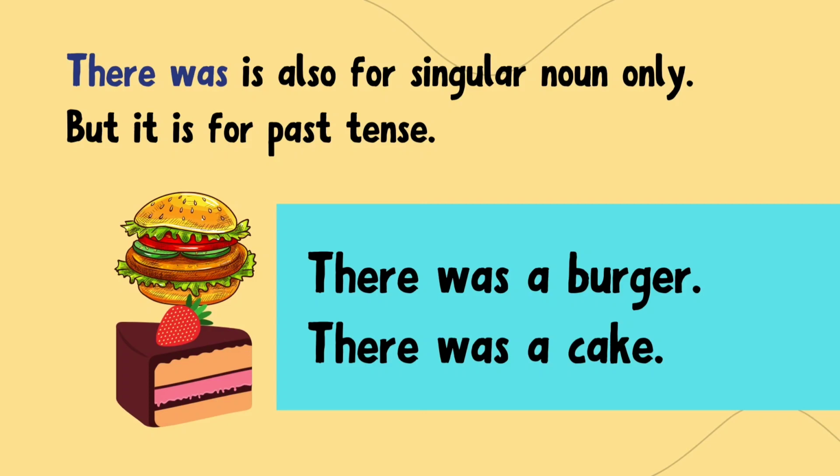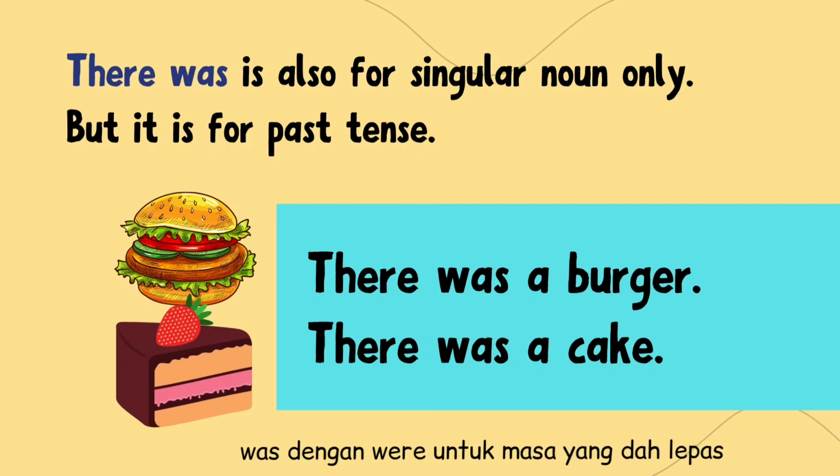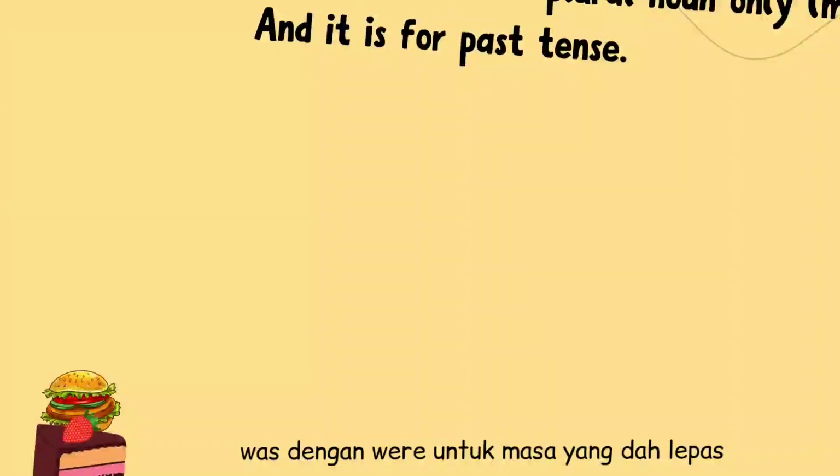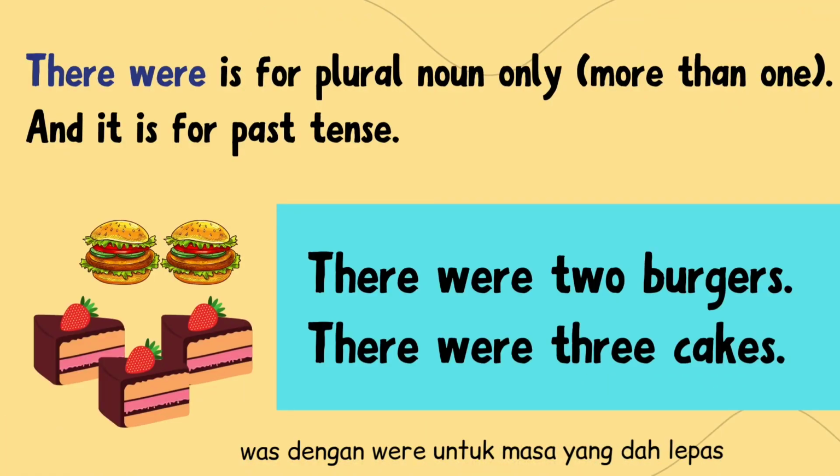For past tense, we use there was. There was is for one. Like, there was a burger. There was a cake. And for plural, which is more than one, we use there were. There were two burgers. There were three cakes. Okay, are you clear?